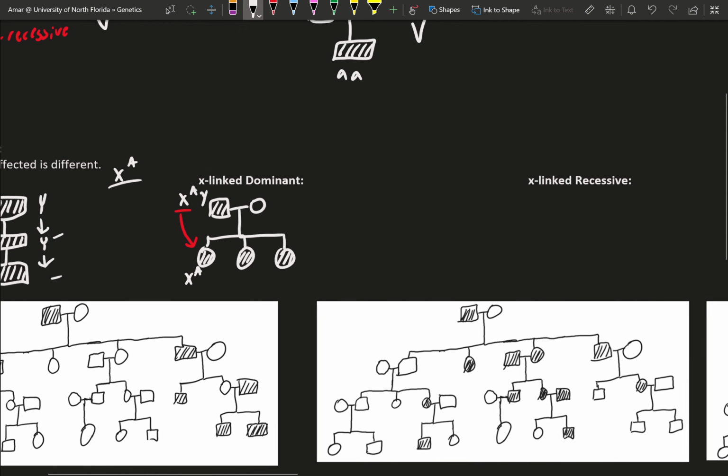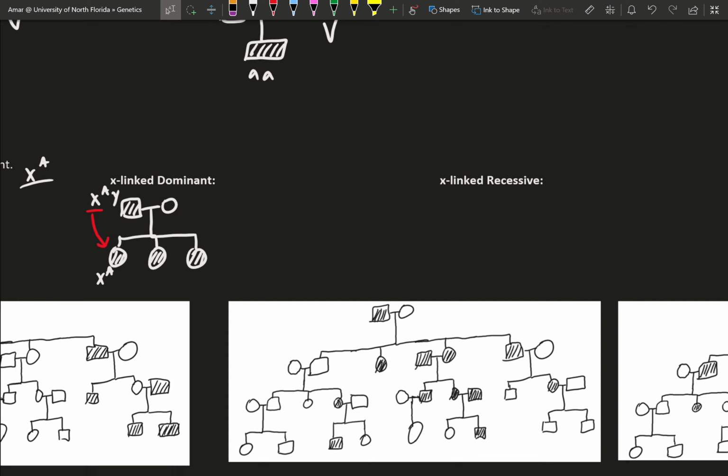And then the last one, X-linked recessive. X-linked recessive is the opposite, where you have an affected female. You have a father, and all of his sons are affected. And this will be a marker for X-linked recessive. The reason why this works is because, let's say that this female has X little a.